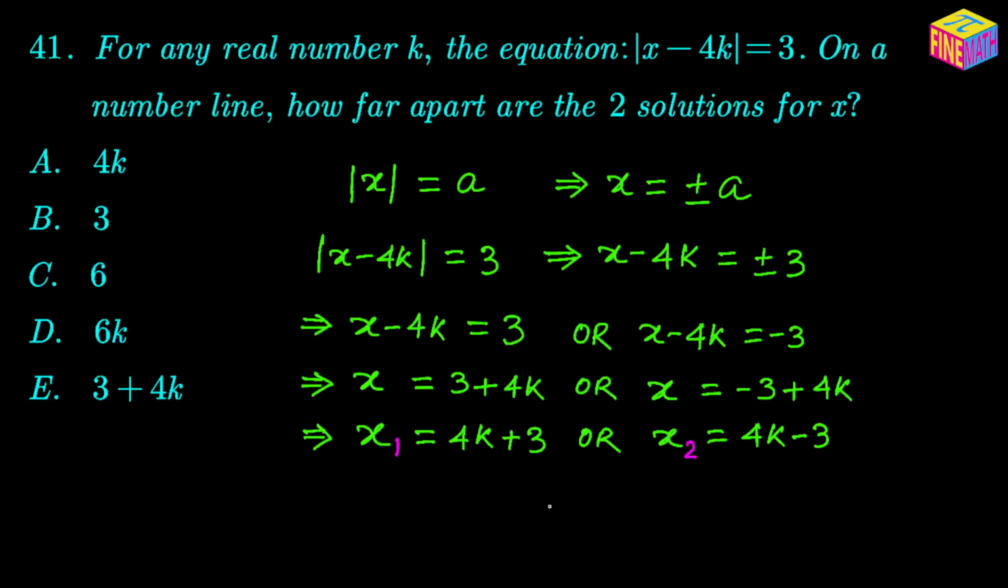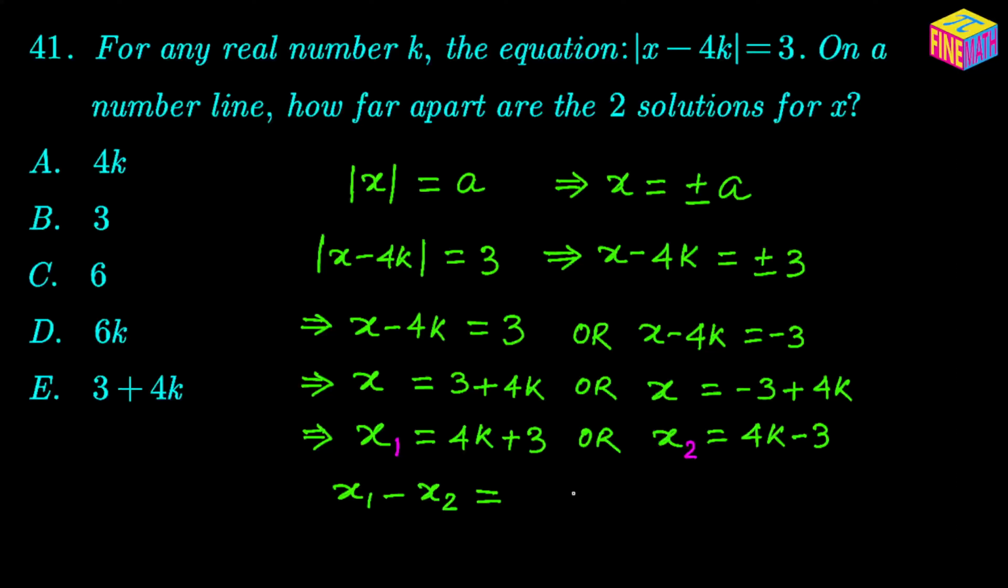So which one is the larger one in this case? Well, in this case the larger one is obviously x sub 1 and the smaller one is x sub 2, because the larger one has a positive 3, the smaller one has a negative 3. So to find the distance between 2 points on a real number line, what do we have to do? Well, we simply have to subtract them. So if we say x sub 1 minus x sub 2, that's what is going to give us the distance between the 2 points. That means how far apart they are on the real number line, that's what will be the distance between them.